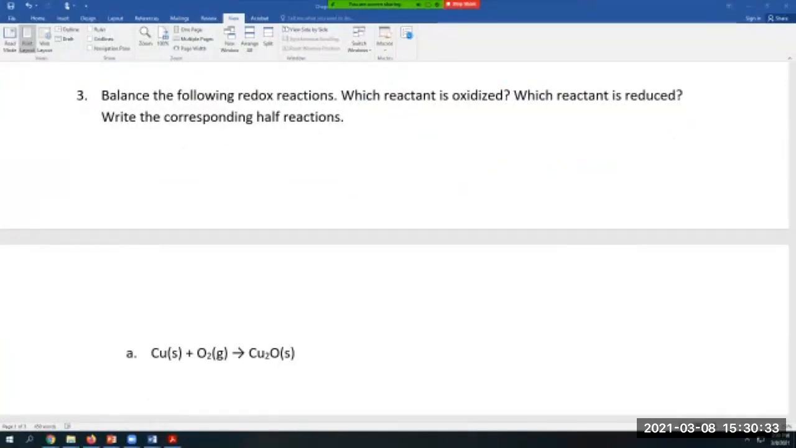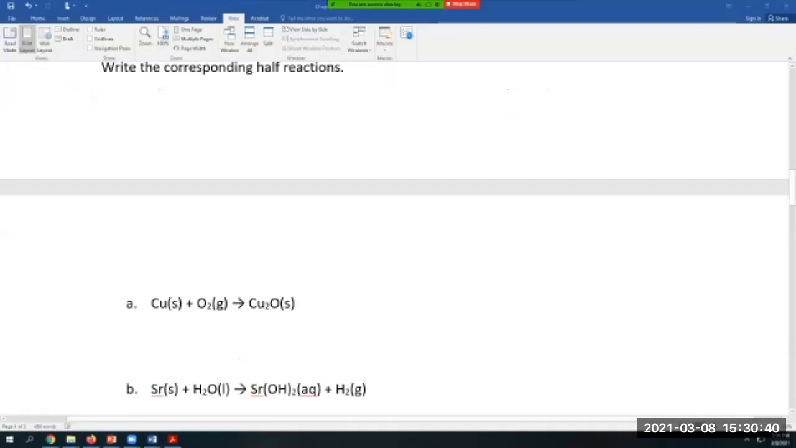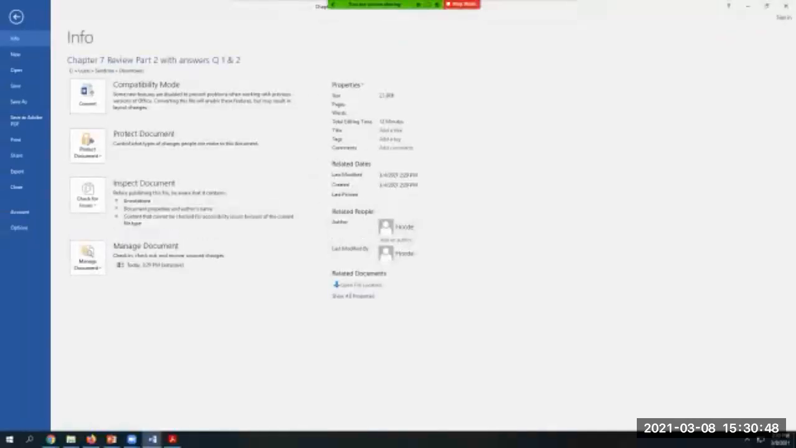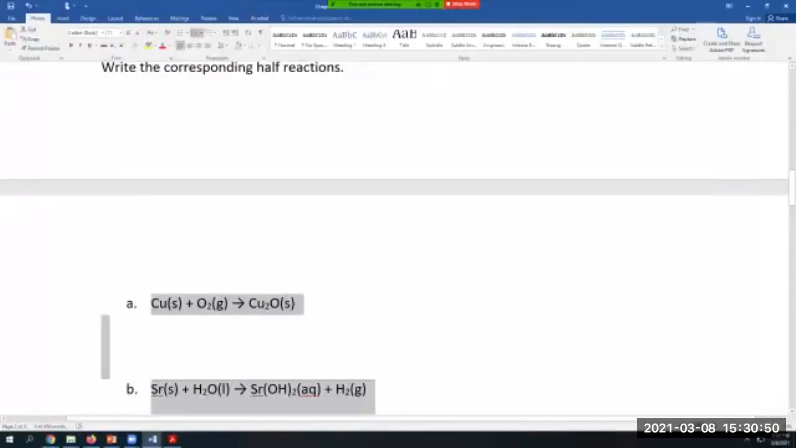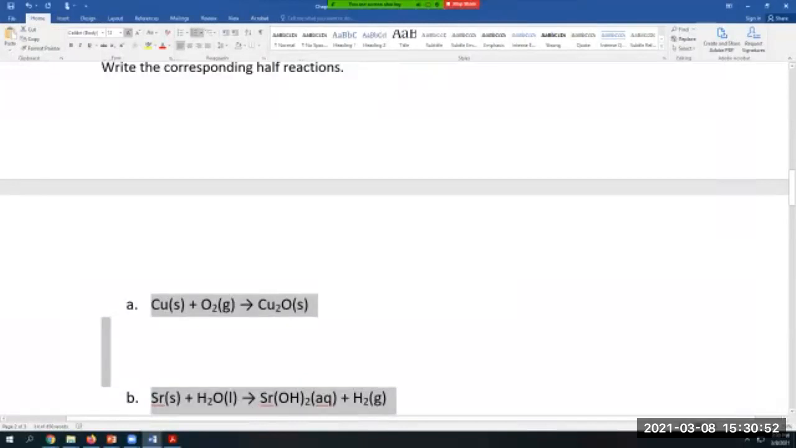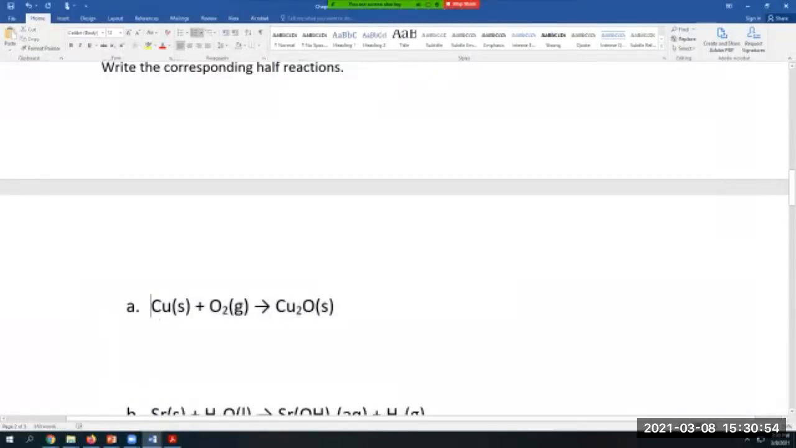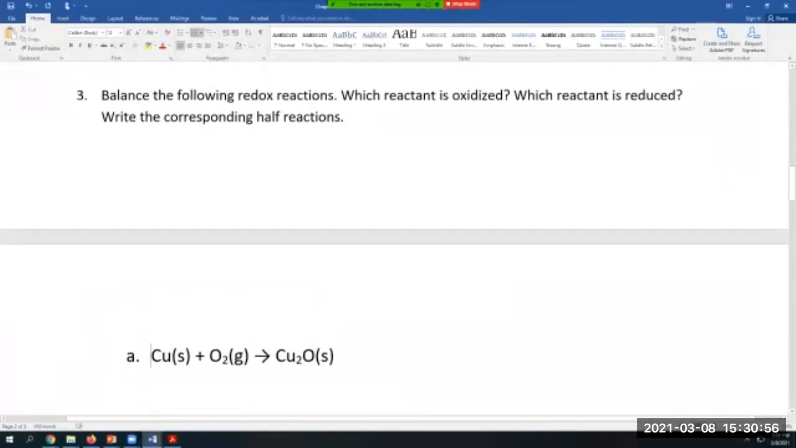First, we want to balance the redox reaction. So you're told it's a redox reaction. Let me make this bigger just to make sure this is visible enough. Okay, so the question is above here, but the equation is below on the second page.